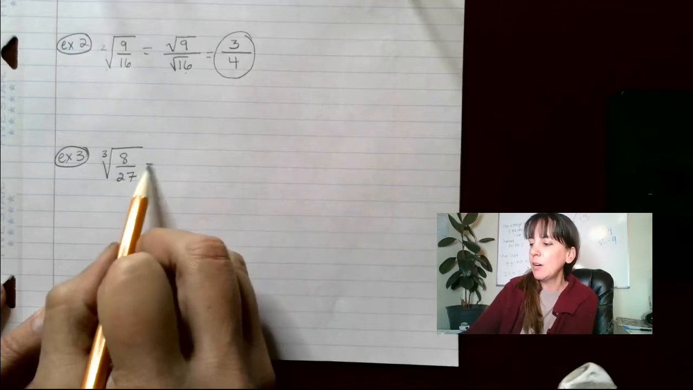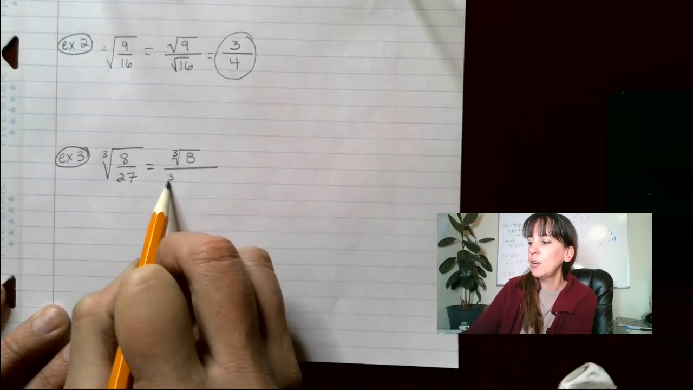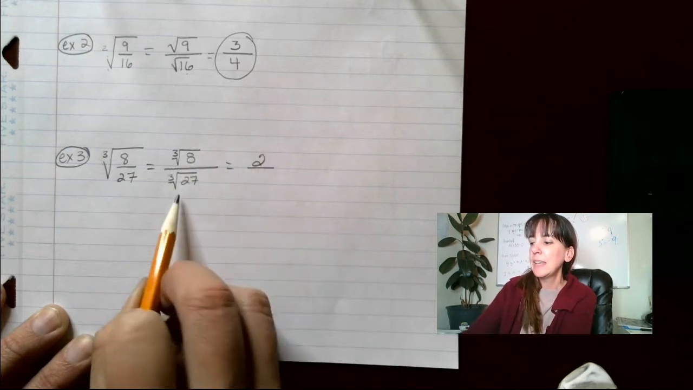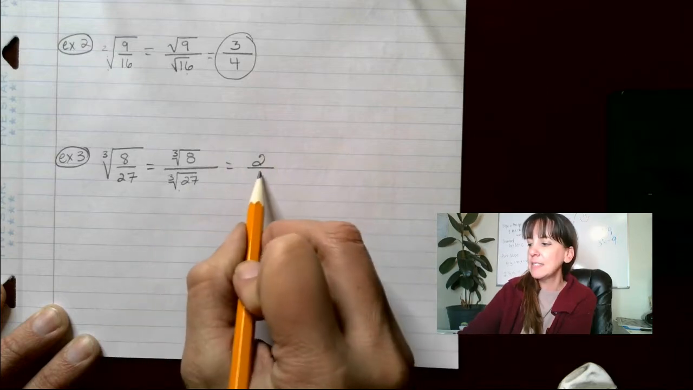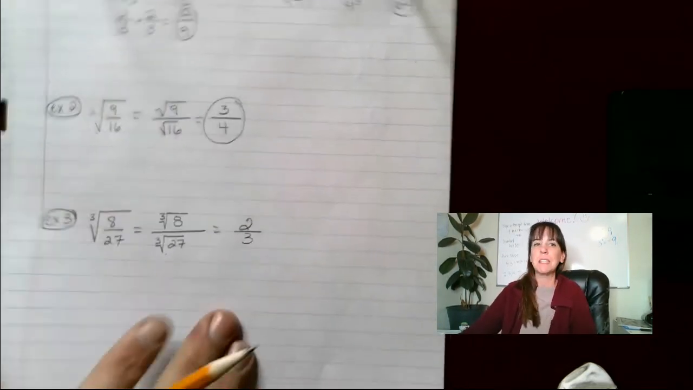Looking at this guy, we know that it's the cube root of 8 over the cube root of 27. We know the cube root of 8 is 2. The cube root of 27 is 3, because 3 times 3 is 9, times 3 more is 27. Multiply it 3 times. That is it.